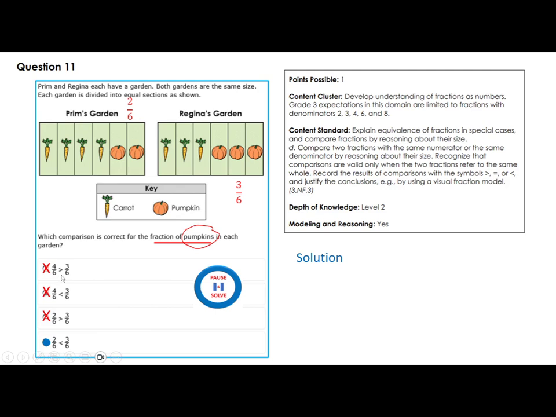That's your answer already. 2 over 6 is less than 3 over 6. See, this one here is comparing carrots. See, 4 over 6 is more than 3 over 6. That's not comparing pumpkins, okay?